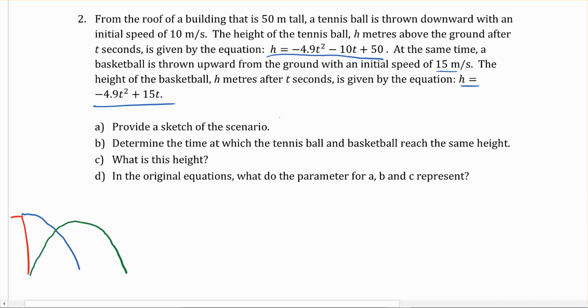Says provide a sketch of the scenario. So that's this. Determine the time at which the tennis ball and basketball reach the same height. So again, we're looking for when do they cross? When are they right there?